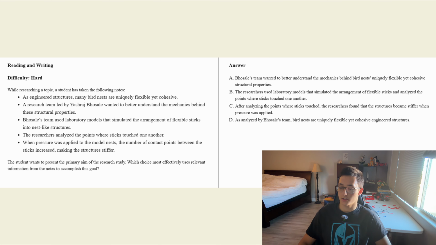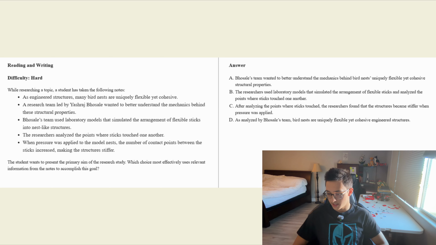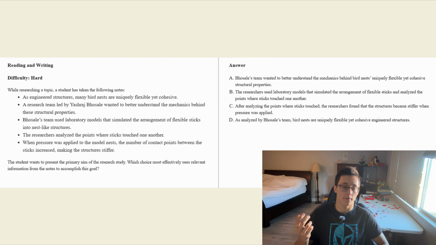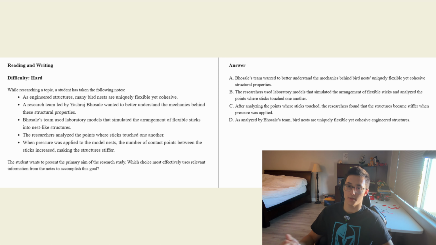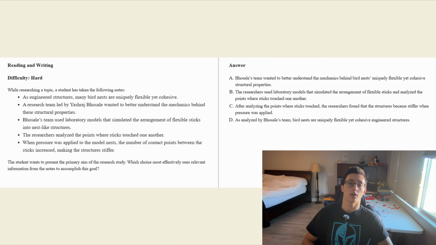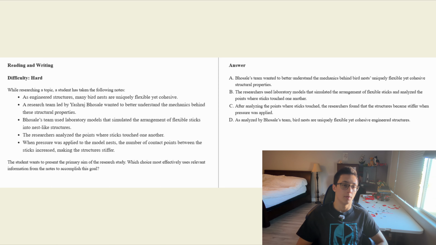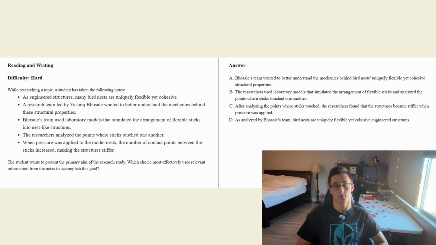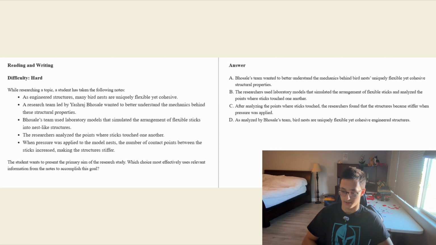All right, let's move on to this one. This one's a little bit harder, so let's read it. The student wants to present the primary aim of the research study. Now, I see that it's presenting the primary aim of the research study. I'm gonna try to find what that is by skimming through the notes real quick. So this is another one where skimming through the notes can be beneficial. You probably could solve it without looking at the notes, but since this is a hard question and we're trying to get a 1600, we don't want to have any room for error. So let's see what the primary aim is here.